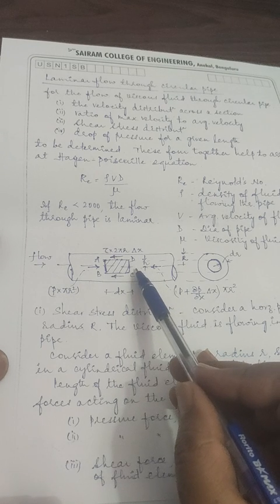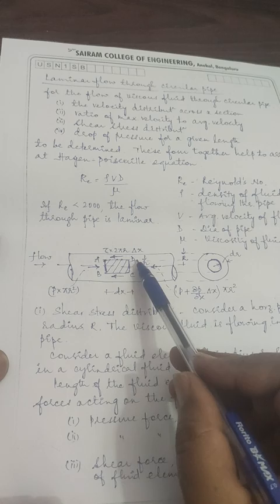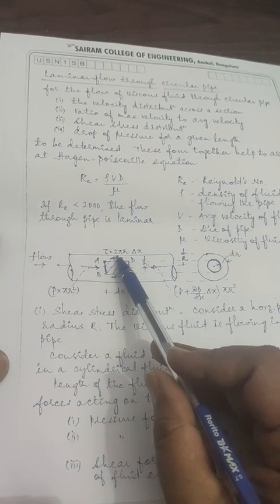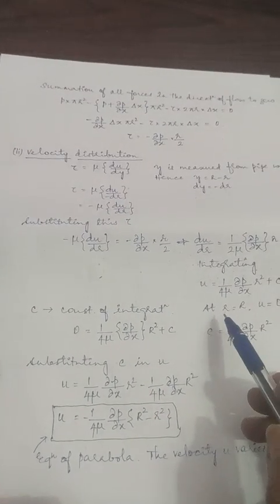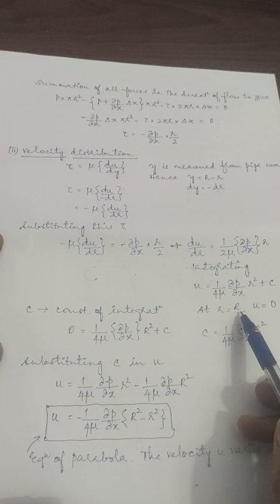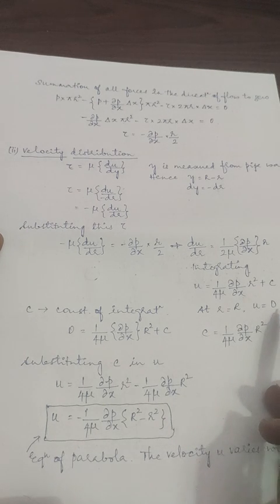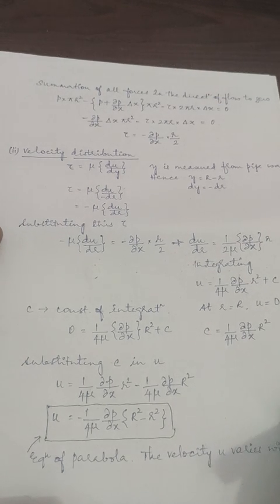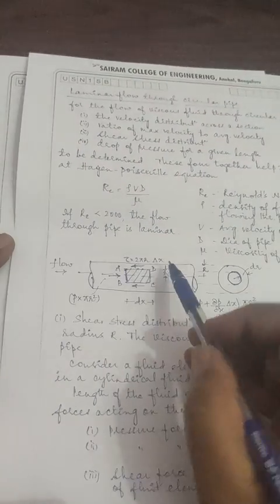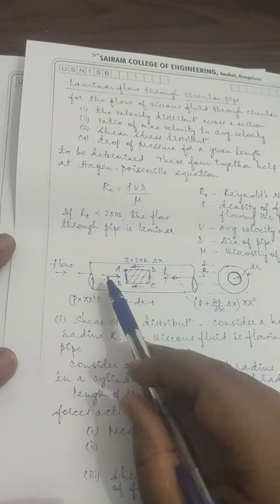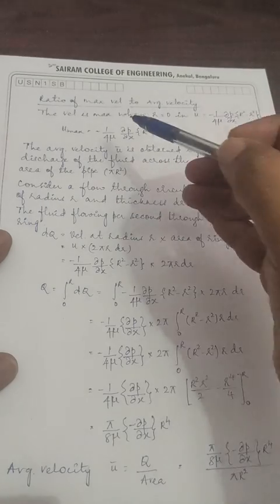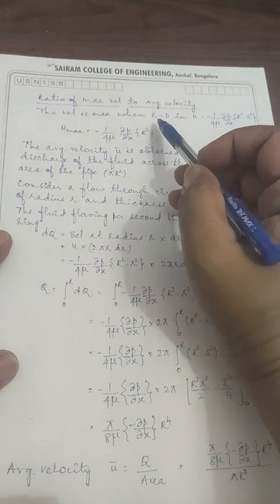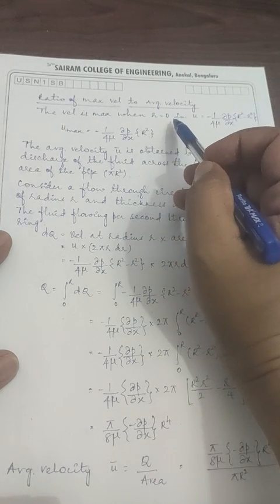So my velocity is maximum. As you move away from the axis and reach the wall of the pipe, the velocity becomes 0. That is what we have said here. When small r is equal to capital R, my velocity will be equal to 0, exactly at the wall of the pipe. Exactly at the center of the pipe, the velocity is maximum. So we say that the velocity is maximum when small r is equal to 0.